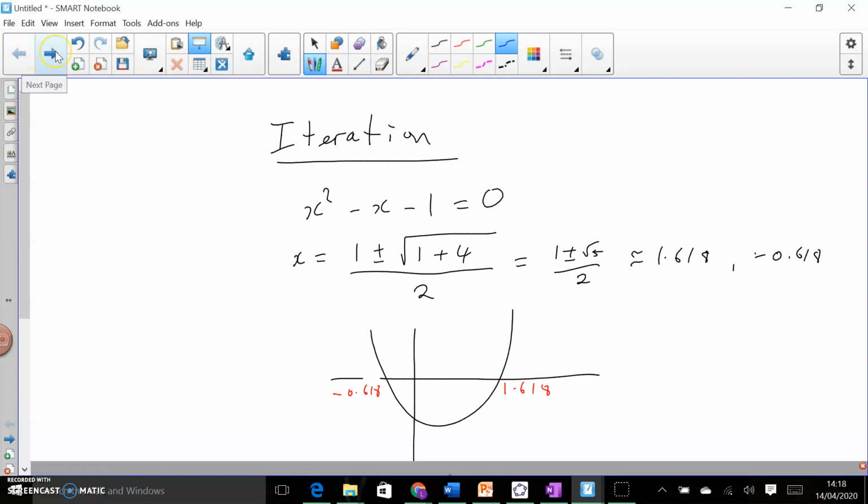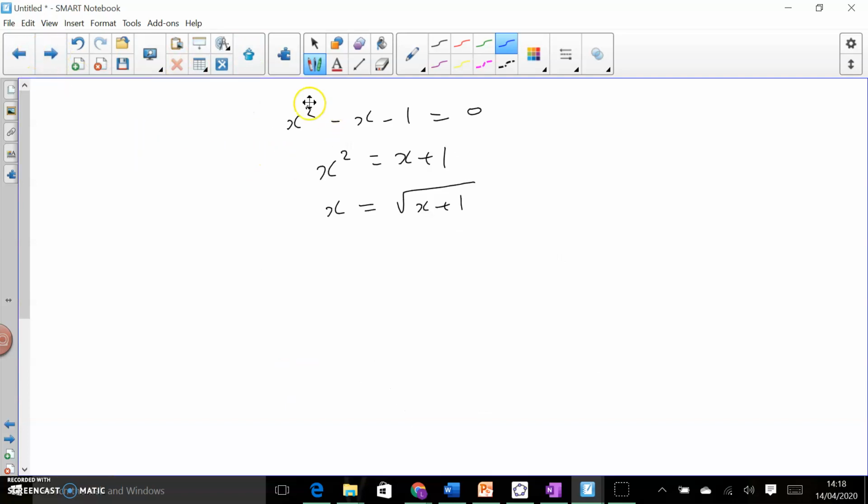So, what we do is start by rearranging the equation, and we want to rearrange the equation so we get x equals another function of x. In this case, we can write the minus x minus 1 on the other side. We'll get x squared equals x plus 1. Take the square root and get x equals the square root of x plus 1. That will obviously be the positive root. We could also go for the negative root, x is minus root x plus 1.